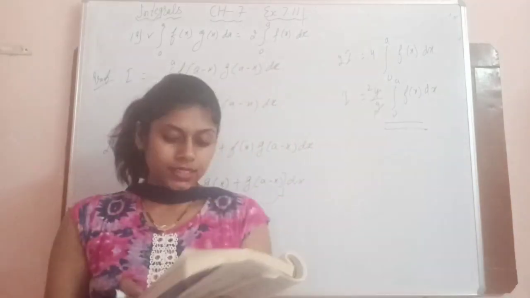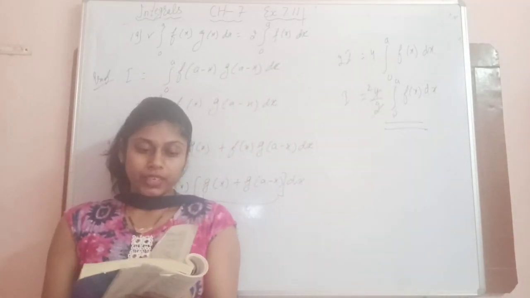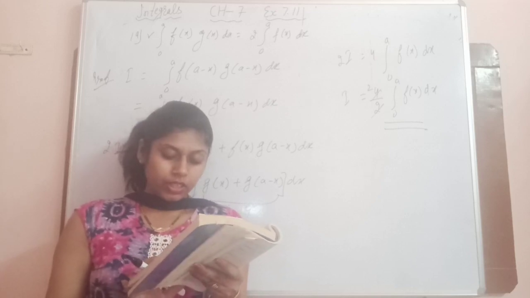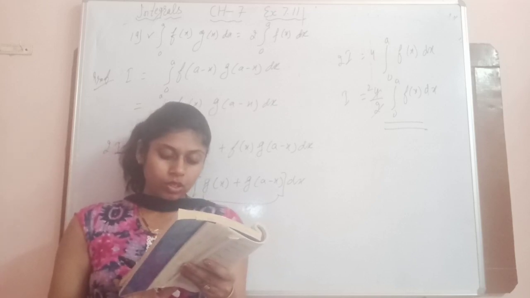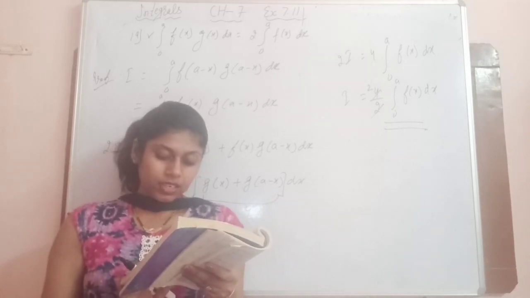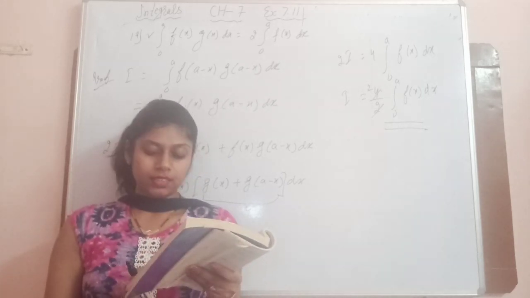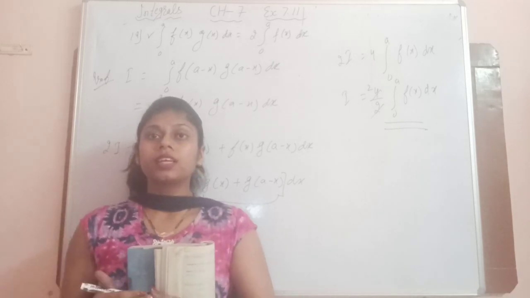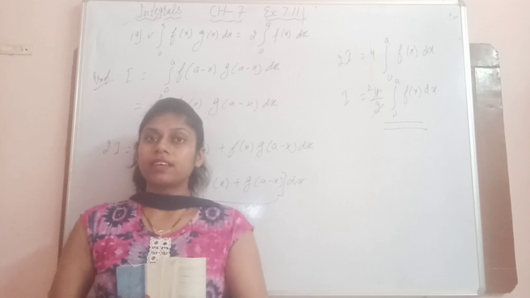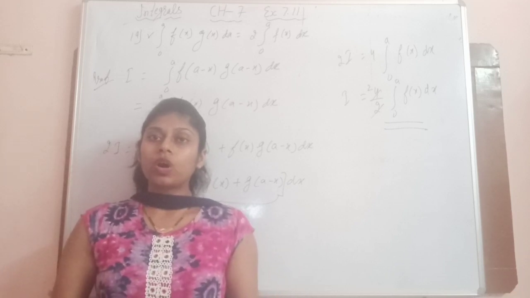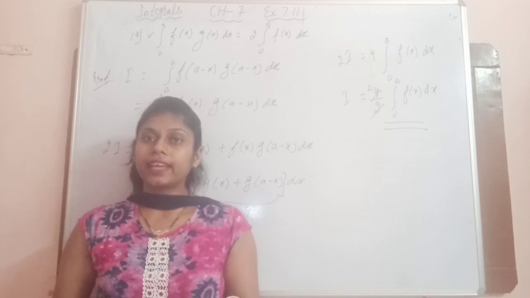Clear? Next there are MCQs 20 and 21. Solve the integration. In the 20th question, apply the rule of even function and odd function, and in the second, the sum of the limits minus x. Clear? Both the MCQs are very simple. Try to solve them. So this is your complete exercise 7.11. By this your chapter is completed. Hope you all understand the chapter integration. Thank you so much.